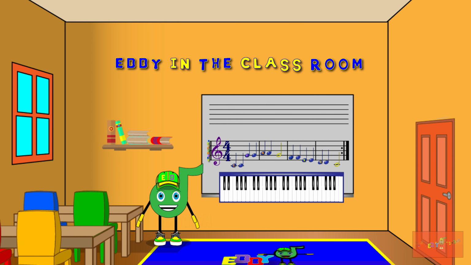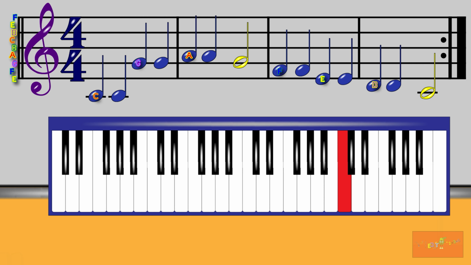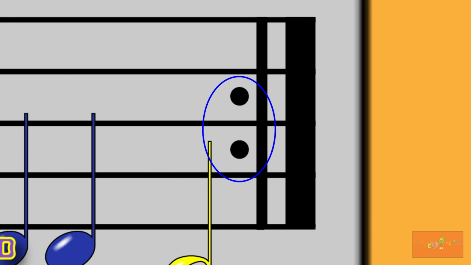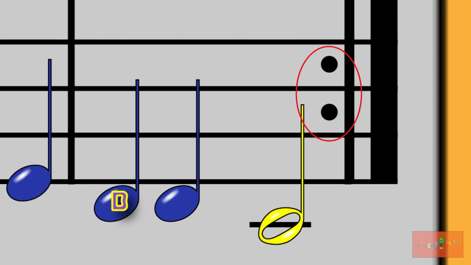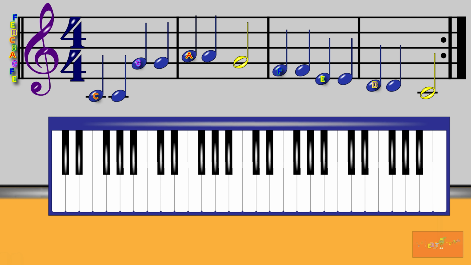We are about to begin. Each key that you need to press will light up on the keyboard. Those two dots at the end of measure 4 is a repeat sign, which means we're going to play all 4 measures twice. If you mess up the first time, just try it again. Practice makes you better. 1, 2, ready, go.